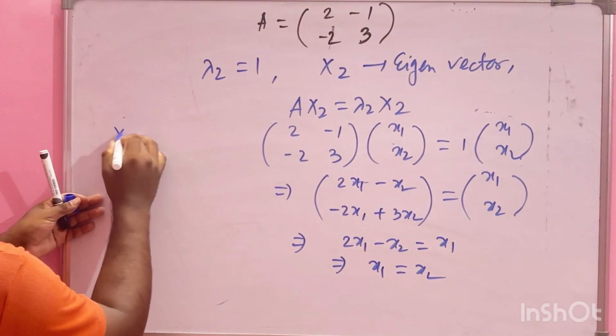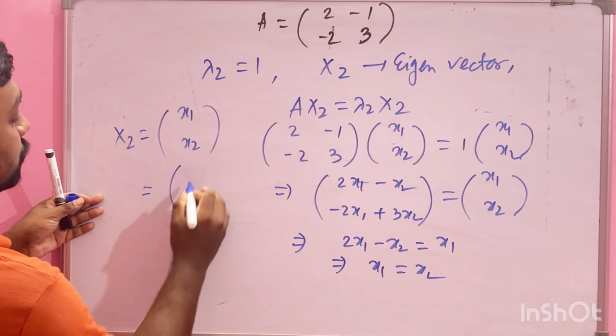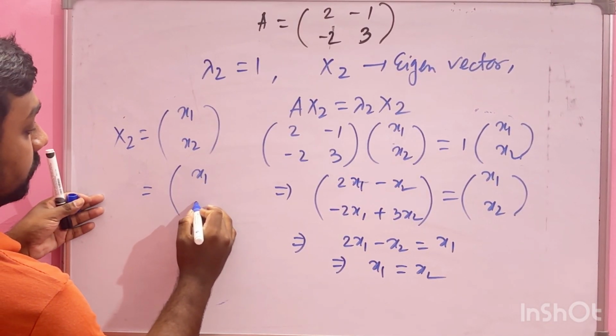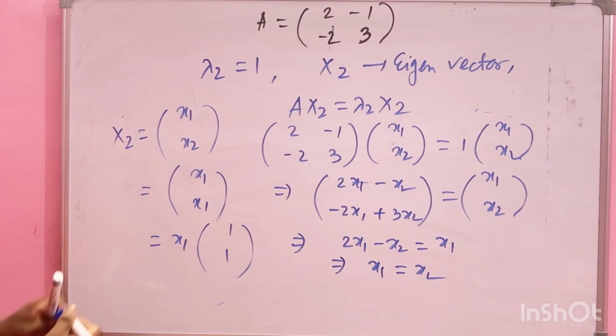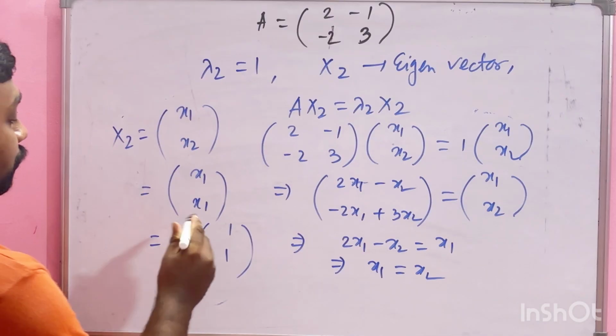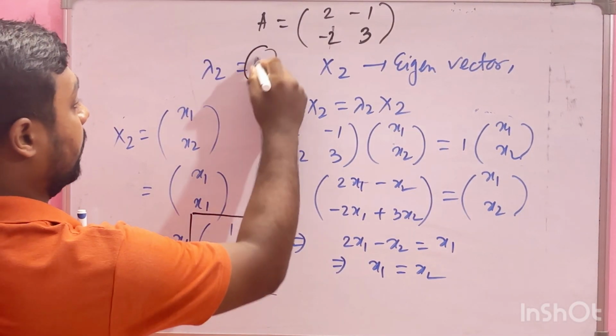So the corresponding eigenvector is [x1; x2]. So we will put x1 here, and we will get x1 times [1; 1]. So this [1; 1] is the eigenvector corresponding to the eigenvalue lambda 2 = 1.